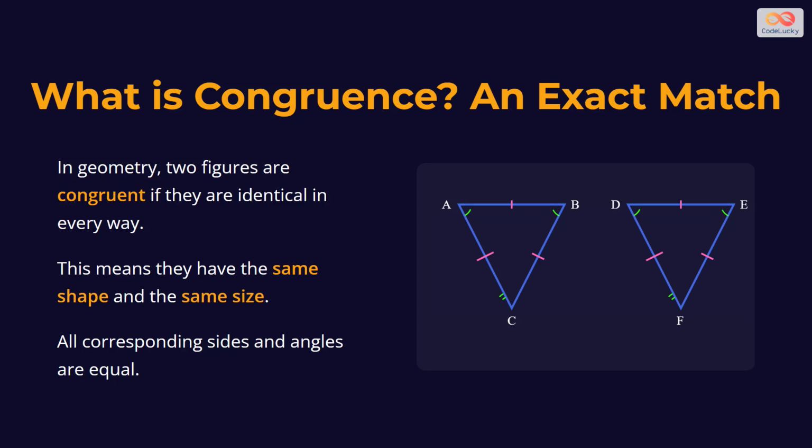First, let's quickly define what it means for two figures to be congruent. Congruent figures are exact copies of each other. They have the same shape and, crucially, the same size. This means that every corresponding side has the same length and every corresponding angle has the same measure.